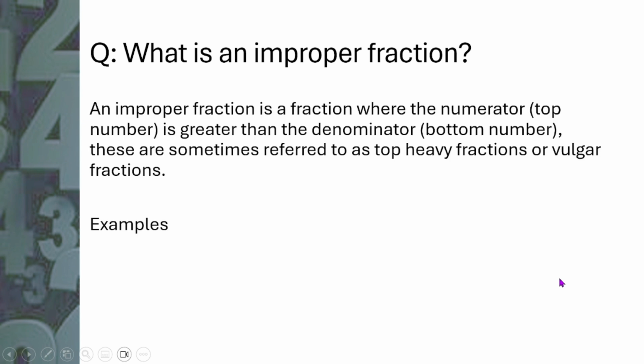An improper fraction is a fraction where the number at the top, that's the numerator, is greater than the denominator, the number at the bottom. These are sometimes referred to as top-heavy fractions or vulgar fractions. Examples of these include 15/4, 18/3, 25/8. Remember, the top is bigger than the bottom. These are improper fractions.